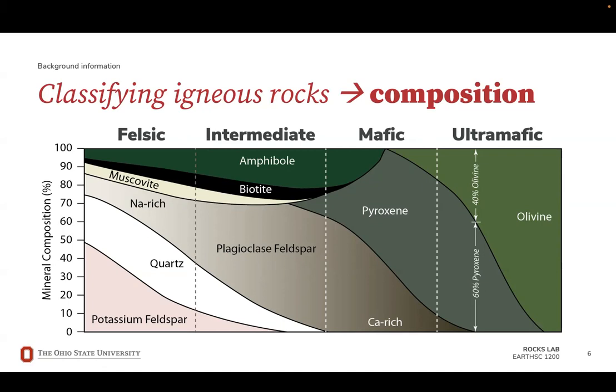Igneous rocks can also have an intermediate composition between felsic and mafic, and often those have a salt and pepper type appearance or are light gray in color. Rocks with dark and green minerals are referred to as ultramafic.